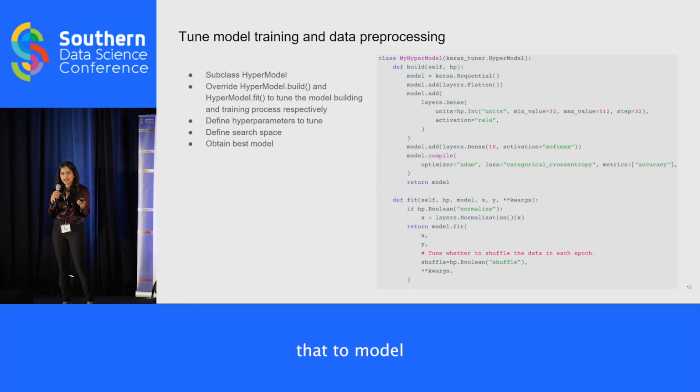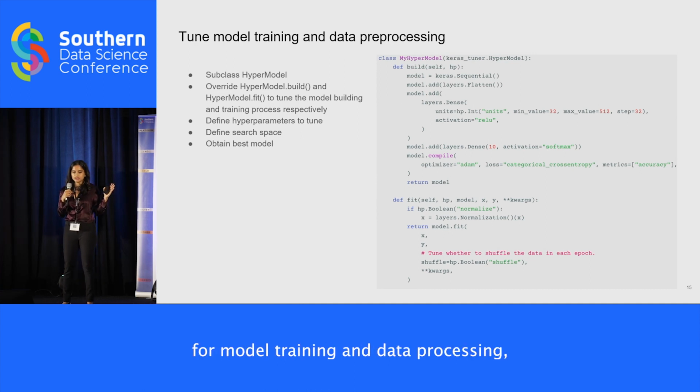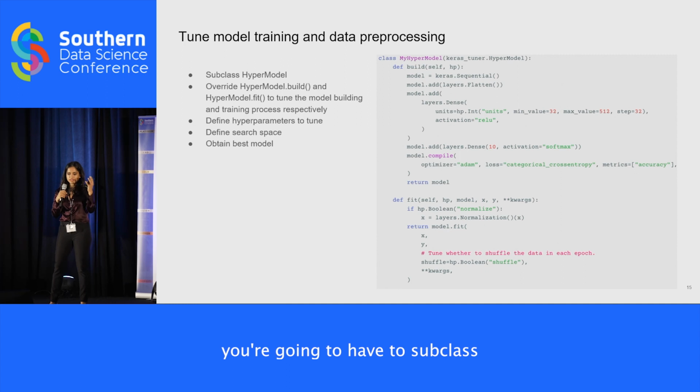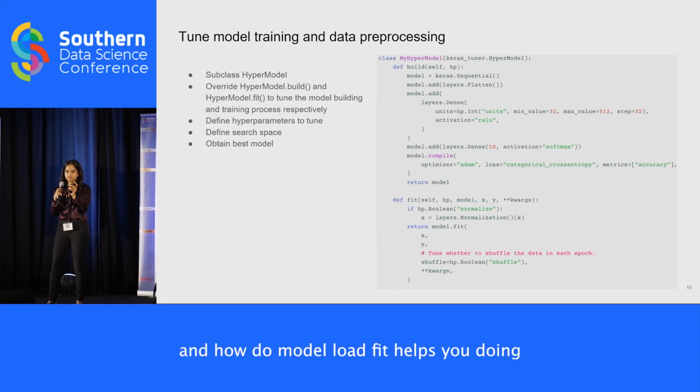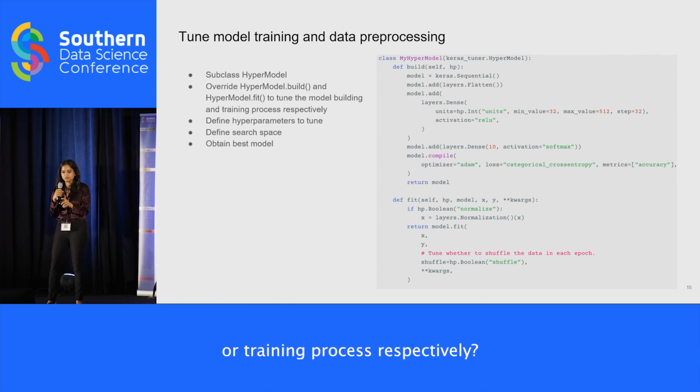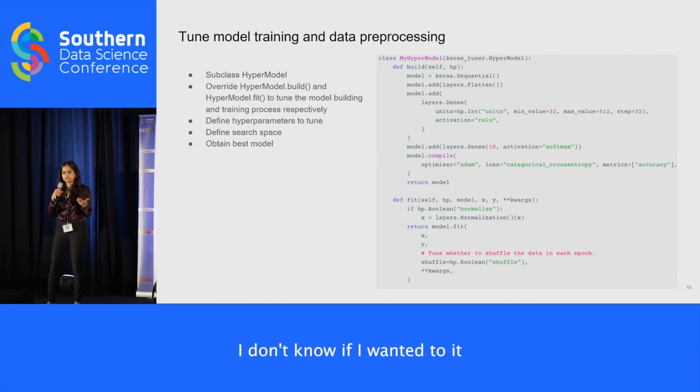So extending that to model training and data processing. If you want to extend hyperparameter tuning for model training and data processing, you're going to have to subclass the Keras Tuner HyperModel class. Overriding HyperModel.build and HyperModel.fit helps you tune the model building or training process respectively. And in this particular example, we're doing all three. One, we are trying to figure out the best number of units I want in my dense layer. Second, we're trying to tune training by defining whether I want to shuffle my data at each epoch or not. I don't know, so I want to tune that as a Boolean value.